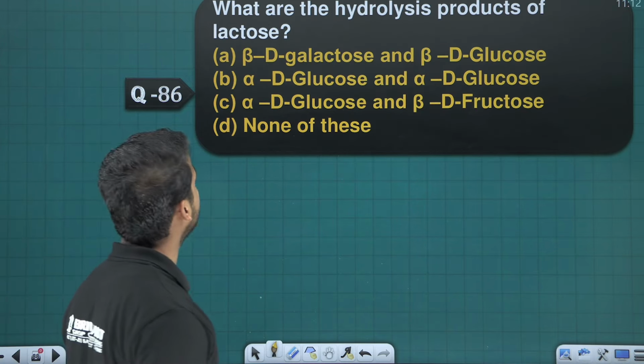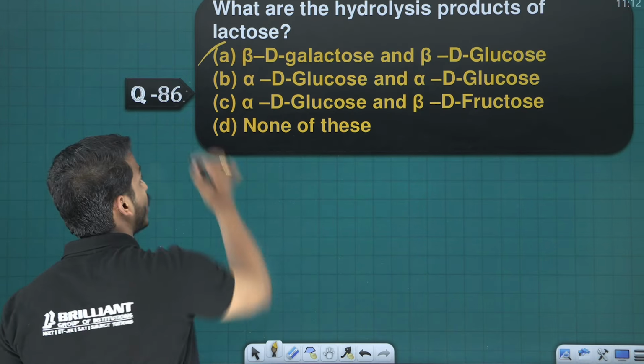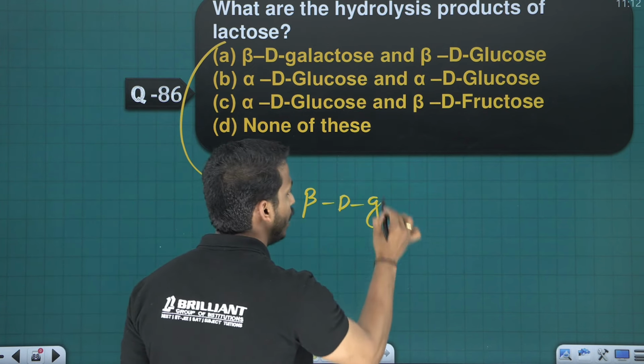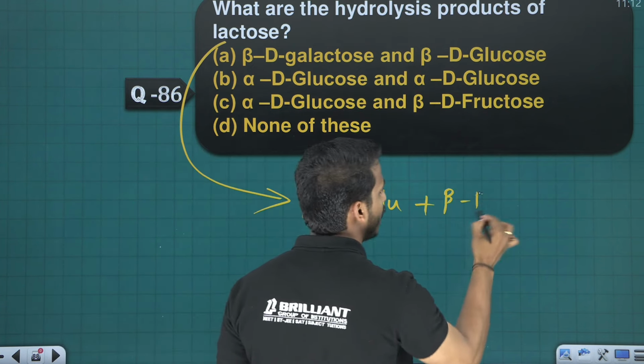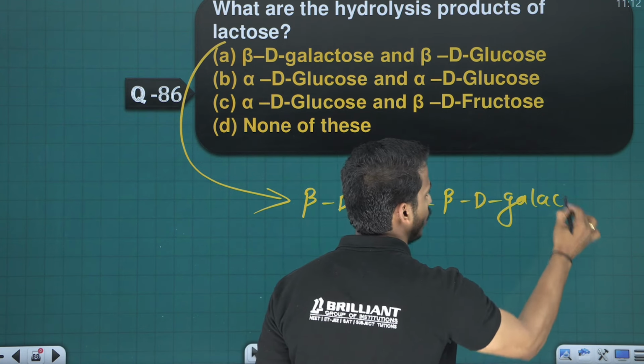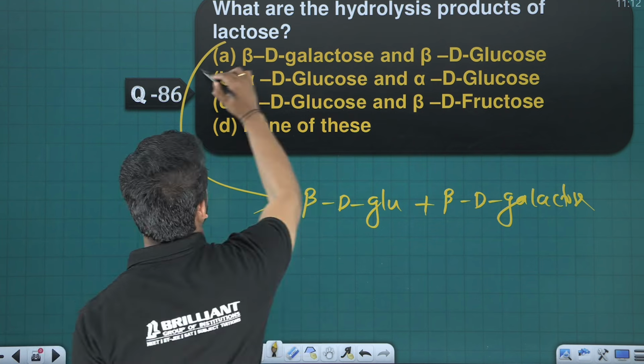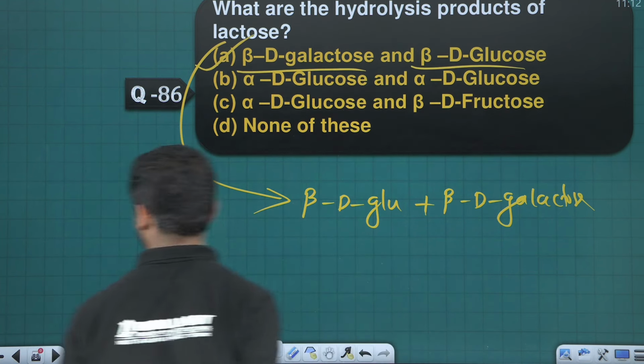What are the hydrolysis products of lactose? Lactose is a disaccharide. It is made up of beta D glucose and beta D galactose.